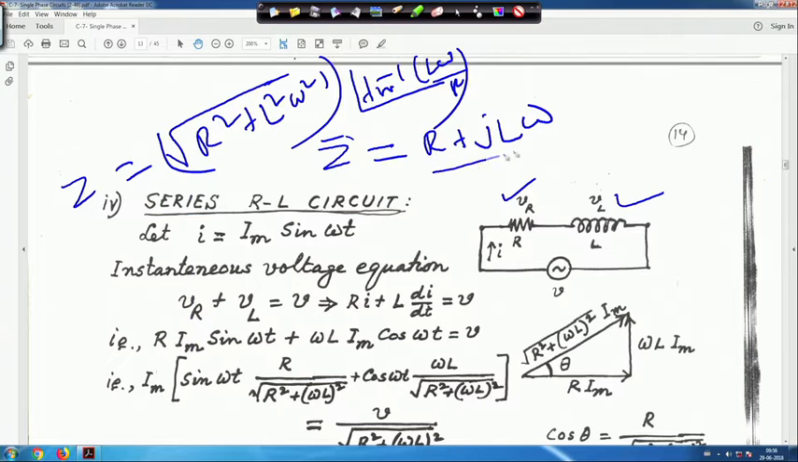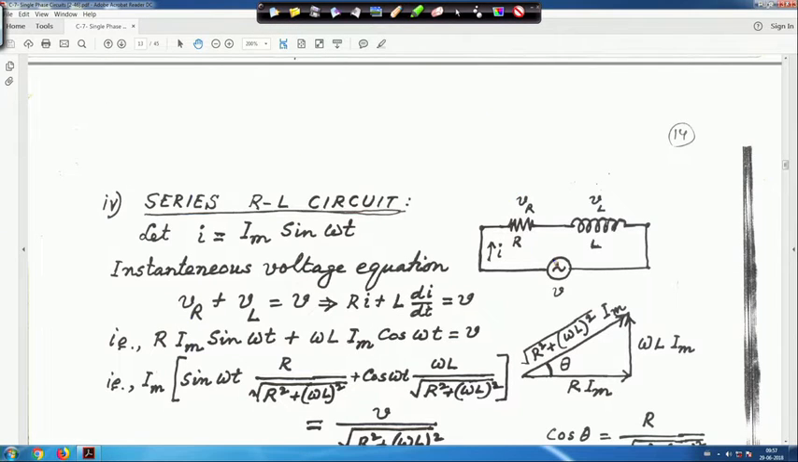This is Z bar, and this is the magnitude. That means Z bar is equal to Z angle theta. Theta we have defined as tan inverse Lω by R, and Z is the magnitude of the impedance. So, for an inductive circuit it is R plus jLω. This is the impedance of the circuit. When you solve the problem, you will know how things are.